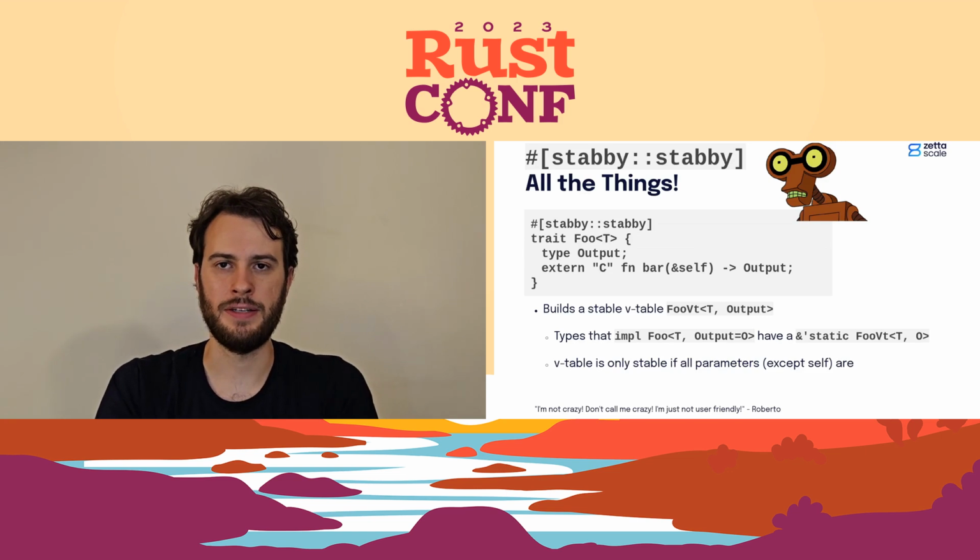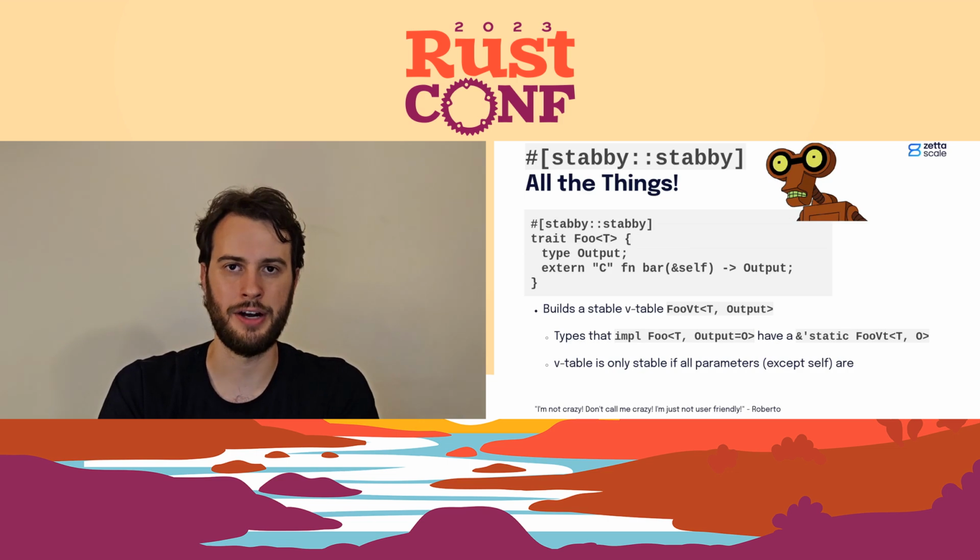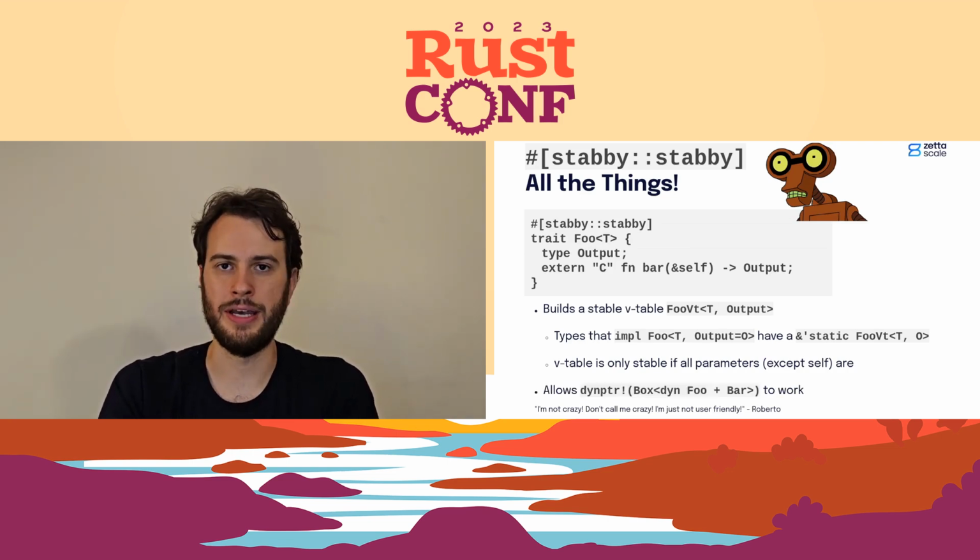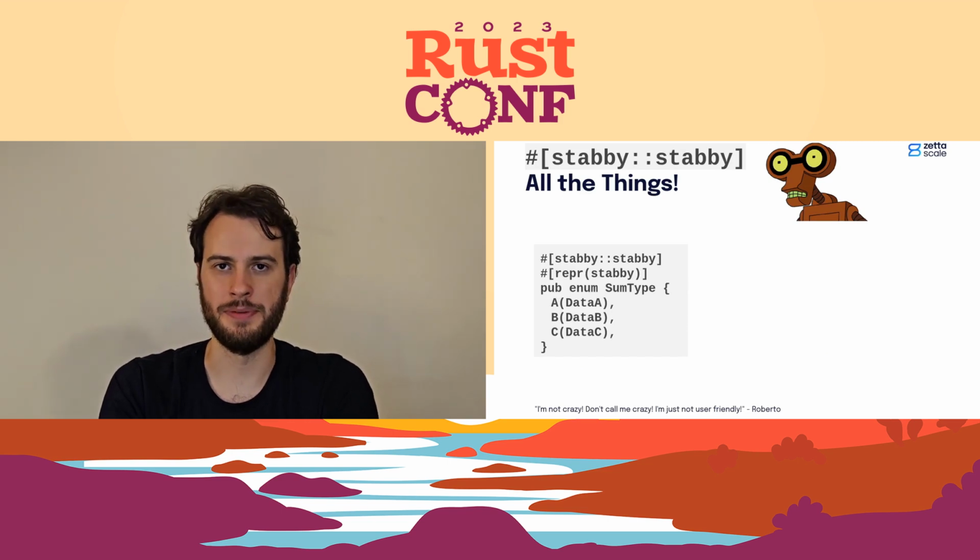That vtable is going to exist regardless of whether your parameters are stable, but the vtable is only going to be considered stable if all your parameters are. Finally, it's going to do a lot of boilerplate to make sure that you can use these trait objects kind of like they were normal trait objects. That actually requires quite a bit of code to be generated. But I just told you compact enums, so let's see how stabby does them.